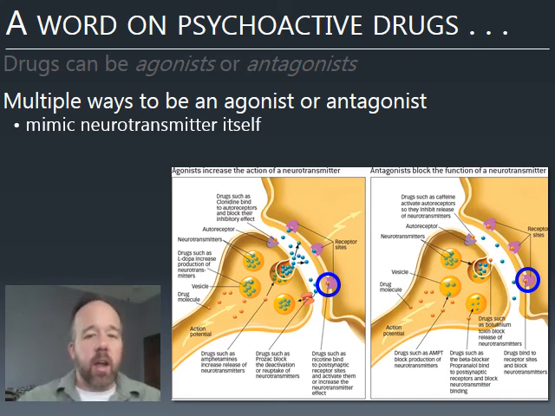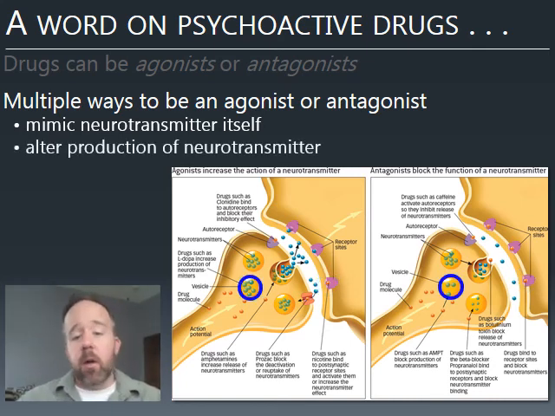But that's just one way for drugs to work. They can also alter the production of neurotransmitter itself. So here I've circled the synaptic vesicles that usually contain neurotransmitter. And if a drug increases the amount of neurotransmitter that's produced, it's an agonist. If it decreases the amount of neurotransmitter that's produced, it's an antagonist. It's keeping the neurotransmitter from doing its job.